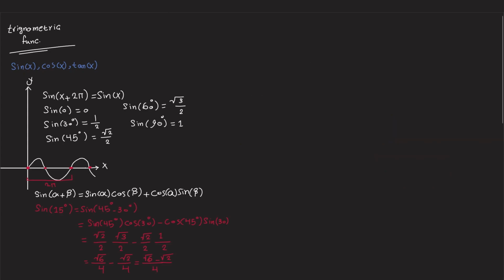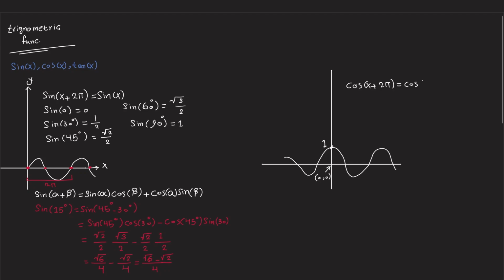And now we'll take a look at cosine. For cosine, the graph of the function looks something like this. It's a repeating function like the function sine of x, and its period for repeating is also equal to 2 pi. So after 2 pi we get the same function, cosine of x.